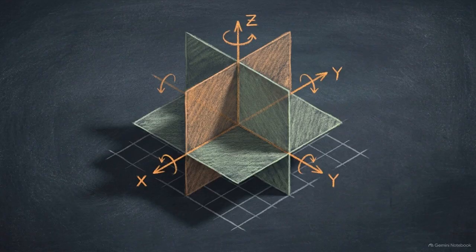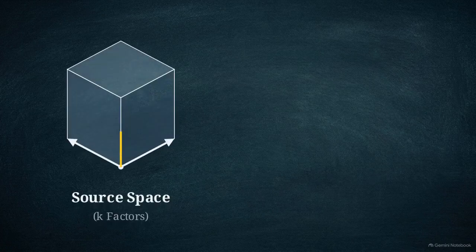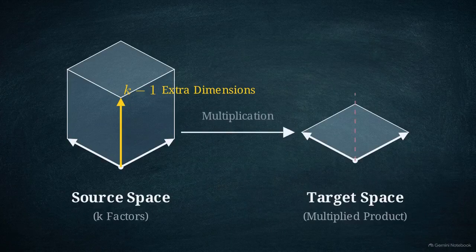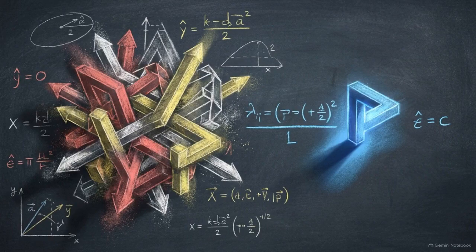We can quantify this loss by looking at the geometry. The source space of the independent factors possesses k-1 more dimensions than the target space of the multiplied product. To fully understand the polynomial product, it is a mathematical necessity to isolate and recover these missing directions.